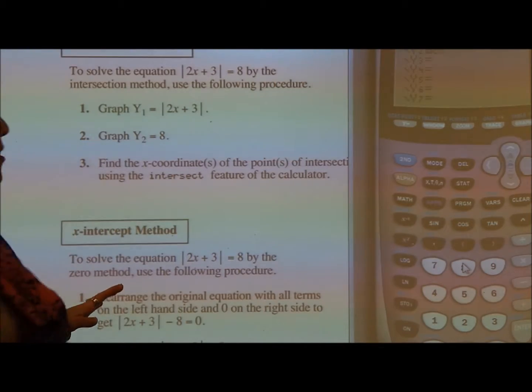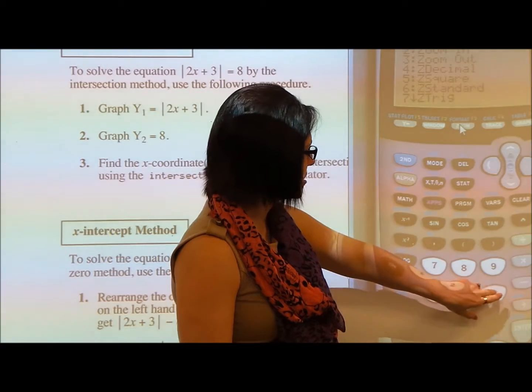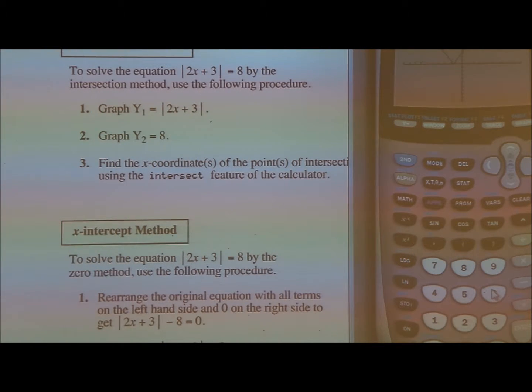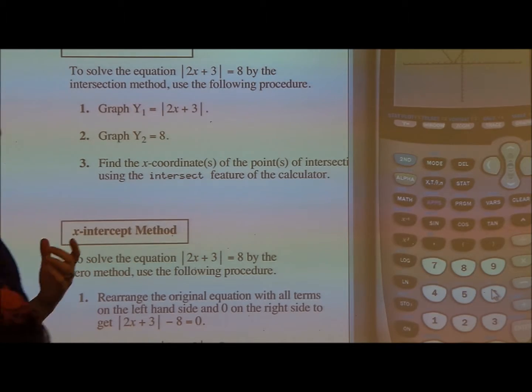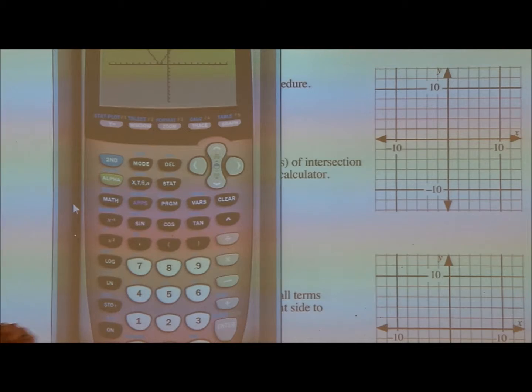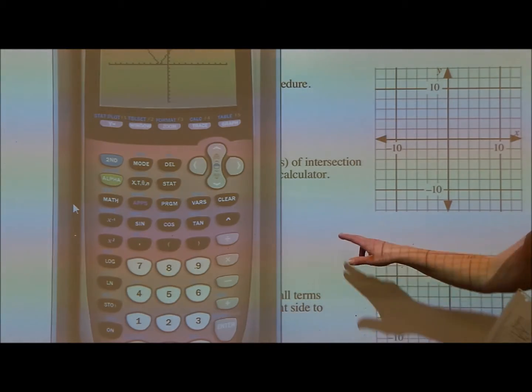I don't need to worry about my window settings because I'm going to press zoom and standard to give me my 10 by 10 window settings. So there's my absolute value of 2x plus 3, and then my line y equals 8, and then I'm going to find the x-intercepts. I'll start off by sketching what this graph looks like, and while I'm doing that, you guys can find the intercepts.